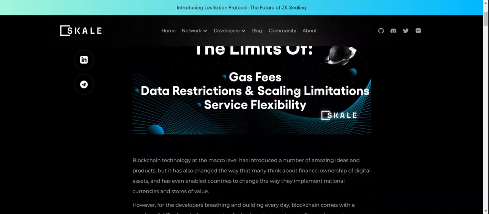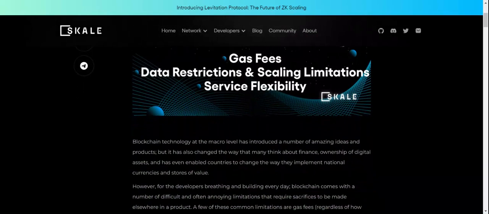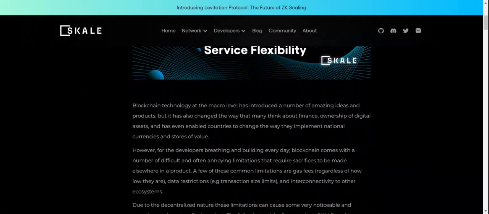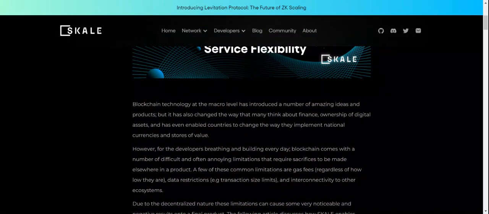So as blockchain technology dey, the level wey e dey now, e no dey the micro level again. E don go to the macro level wey be say e don introduce plenty ideas and products. And as e dey, e don also change the way wey many people dey think about finance, about money, ownership of digital asset. E don even enable different countries make dem change the way wey dem dey implement their national currency and how dem dey store their value.